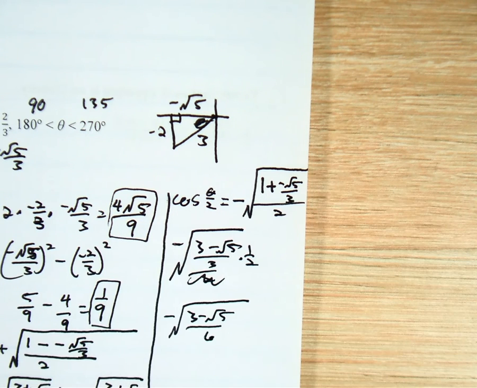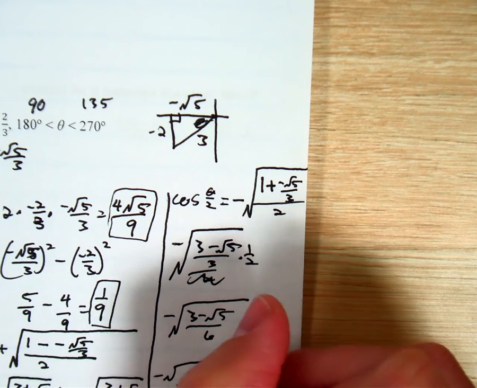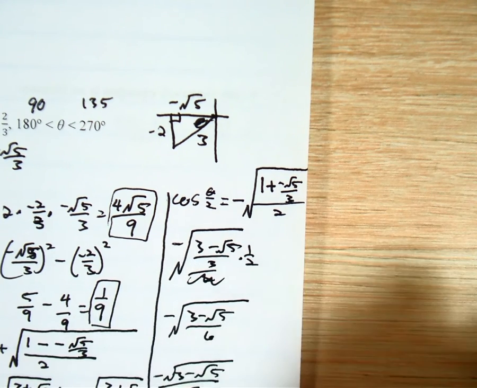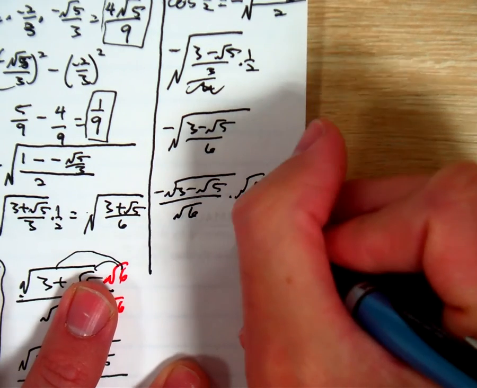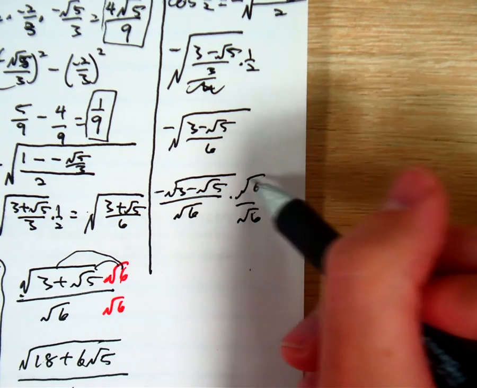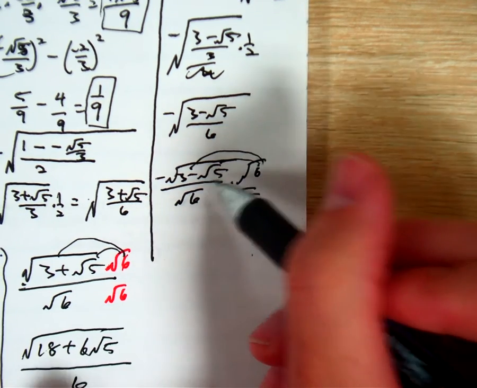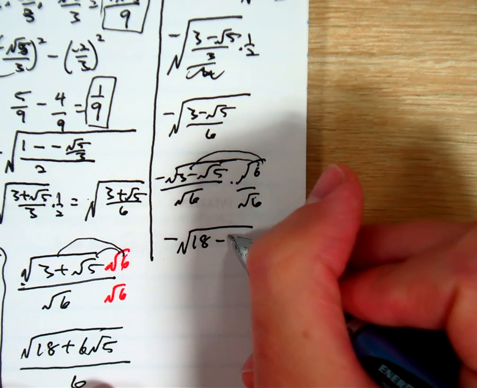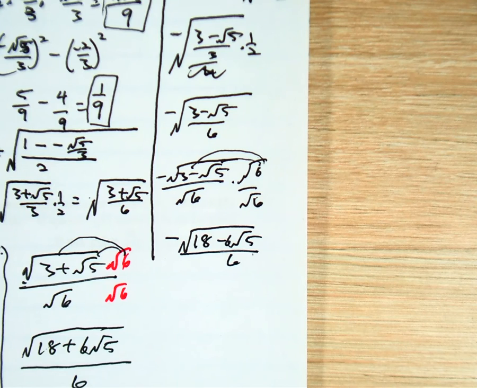Same situation. Now we're going to do the square root of the top, square root of the bottom. Can't stop at that square root of 6 on the bottom. Same thing. This is one square root, this is one square root, so this can get inside to that 3. It can't get inside to the 5, but it can go right in front. Negative in the front of that: 18 minus 6 radical 5 all over regular 6.